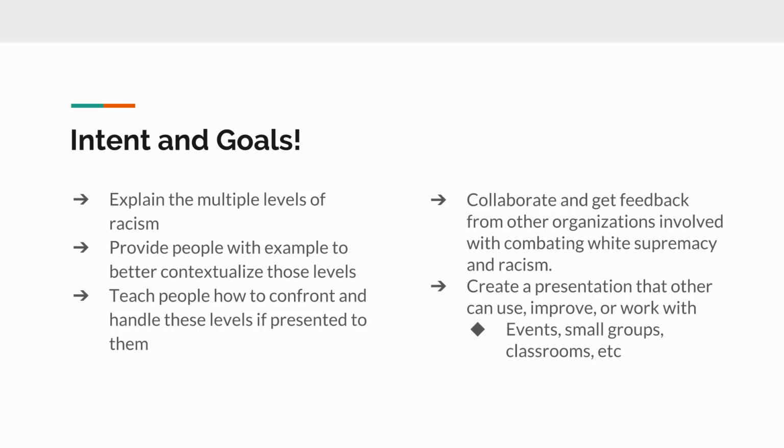The goals were to collaborate and get feedback from other organizations involved with combating white supremacy and racism, and that's why we chose to work with the Black Student Union, because they do a lot of activism and trying to break down stereotypes and that sort of thing. And same thing with the Student Involvement Network. They do a lot of diversity events, and so we thought that they would be a really good group to collaborate with. And DiverseU, obviously, diversity, so another really good group to collaborate with.